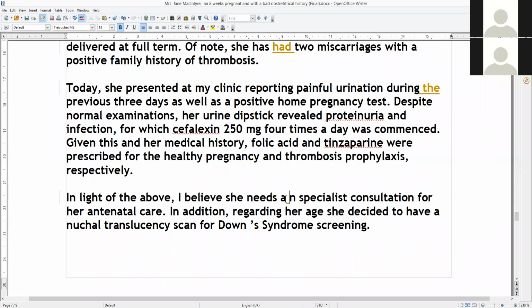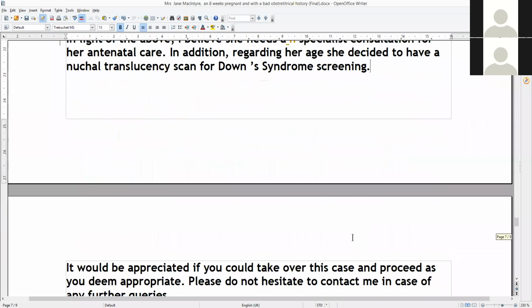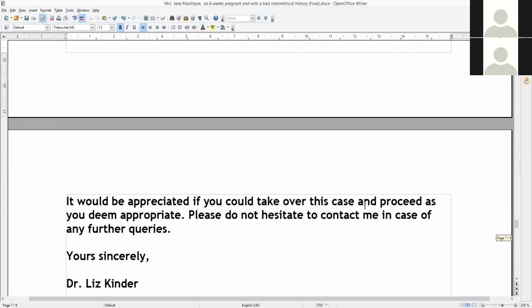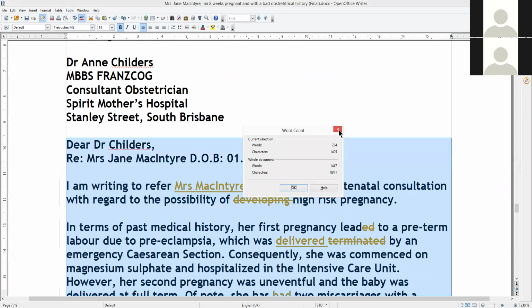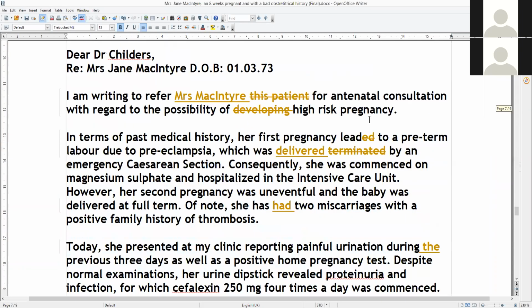Needs a specialist consultation. You only use an if it's a vowel or a vowel sound. An apple, an orange, an emergency. A specialist. Okay, appreciated. Okay, appropriate. Okay, it's not so bad. Not so bad. Not bad at all. Okay, so just one or two things there.